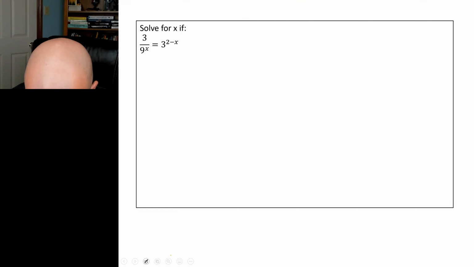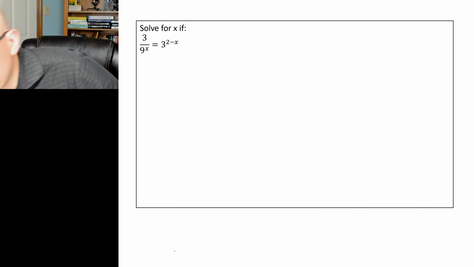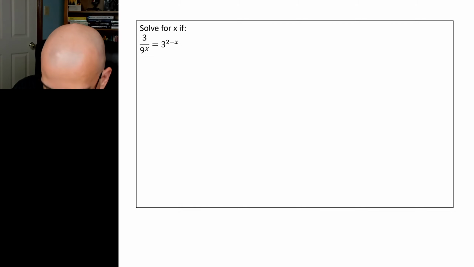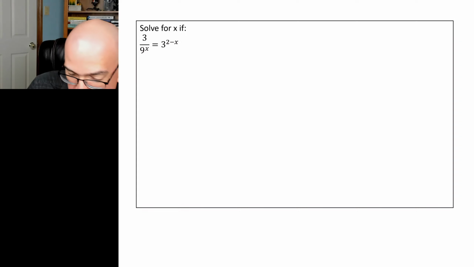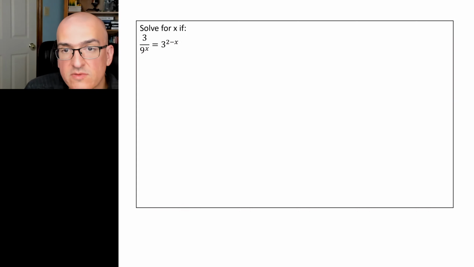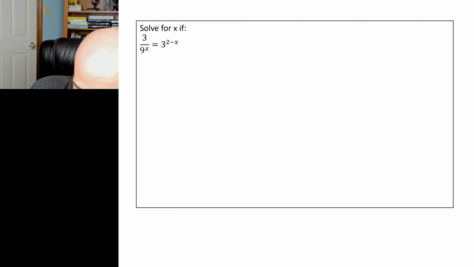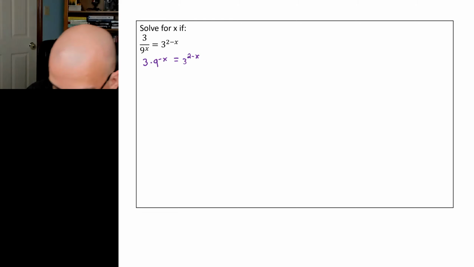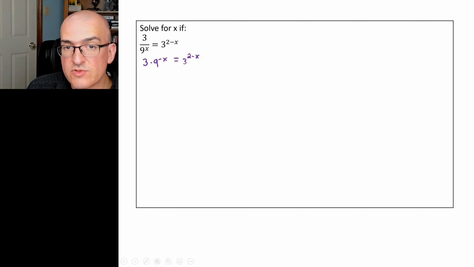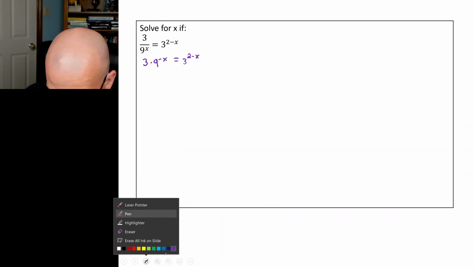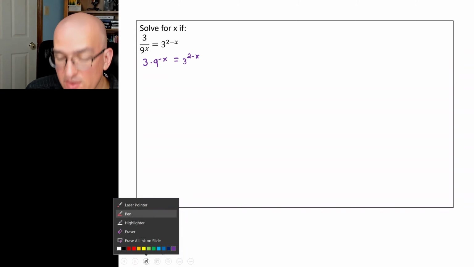All right, next type. Solve for x. We have an issue with negative exponents, 9 to the x in the denominator, and we have a constant up above. So I'm going to rewrite this as 3 times 9 to the negative x is equal to 3 to the 2 minus x. So that's just using exponent notation, bringing the positive power in the denominator up as a negative power in the numerator.